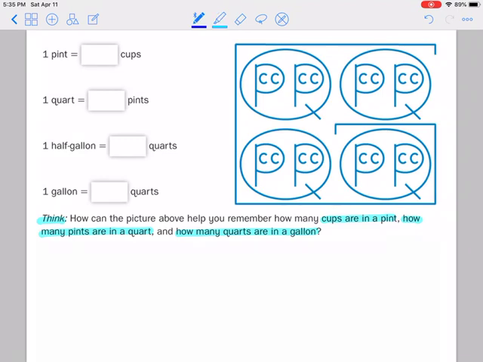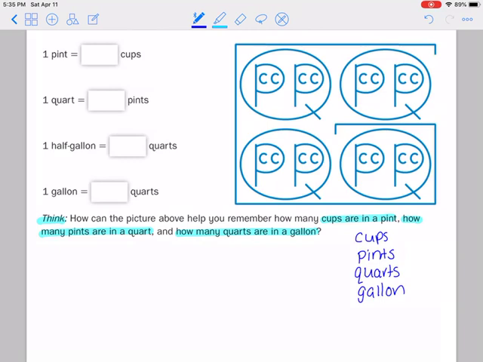So the measurements we're dealing with are cups, pints, quarts, and gallons. That is how we measure liquid items in the United States, using the United States customary units of measurement for liquid. So you'll probably notice you might have a cup when you're measuring milk when you're making cookies. You might have a quart or a gallon of milk.